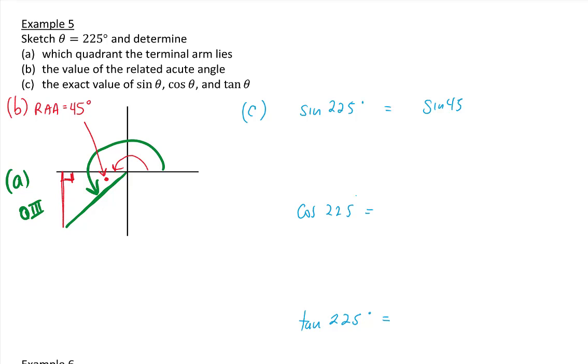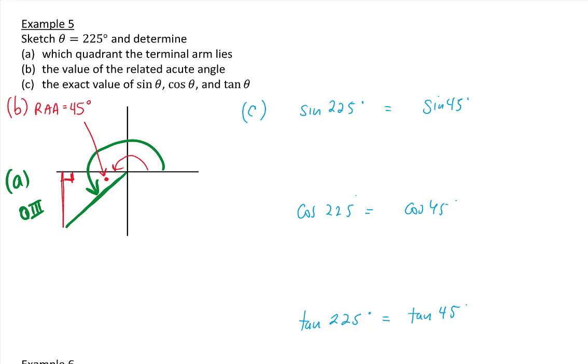So we base it upon the related acute angle. The sine of 225 is equal to the sine of 45, but we have to decide, is that plus or minus? Same with the cosine of 225, it's equal to the cosine of 45 with either a plus or minus attached to it, and the tangent of 225 is equal to the tan of 45 with a plus or minus attached to the front of it. Well, how do we know?